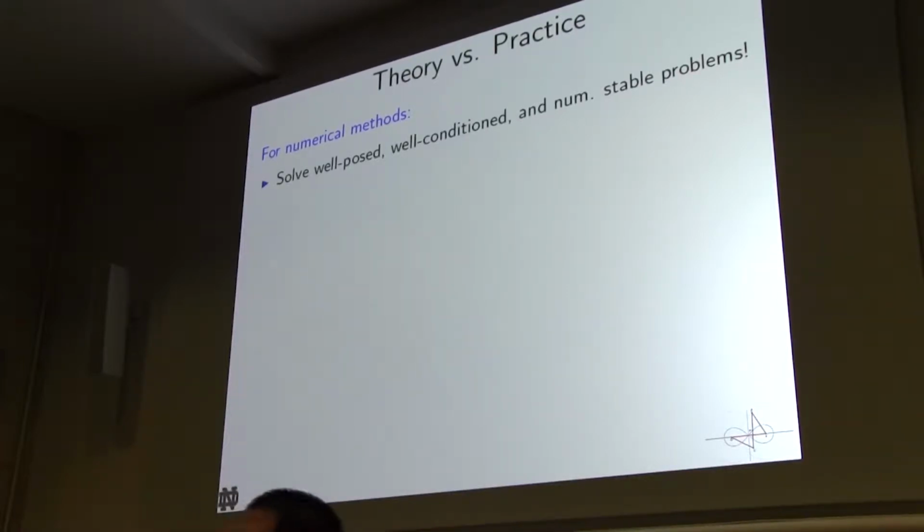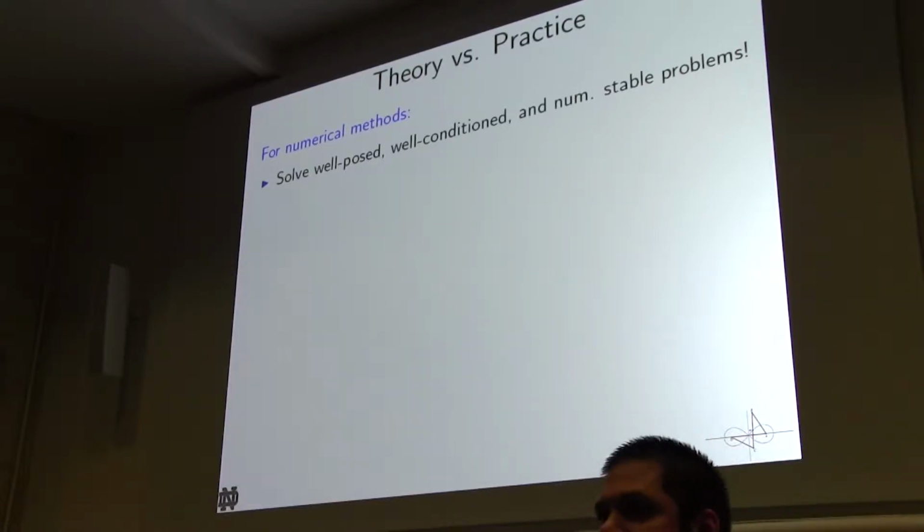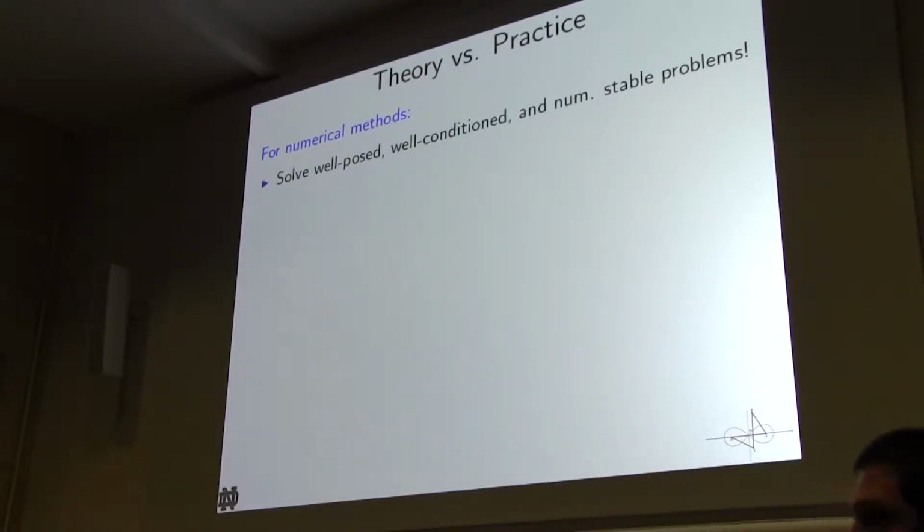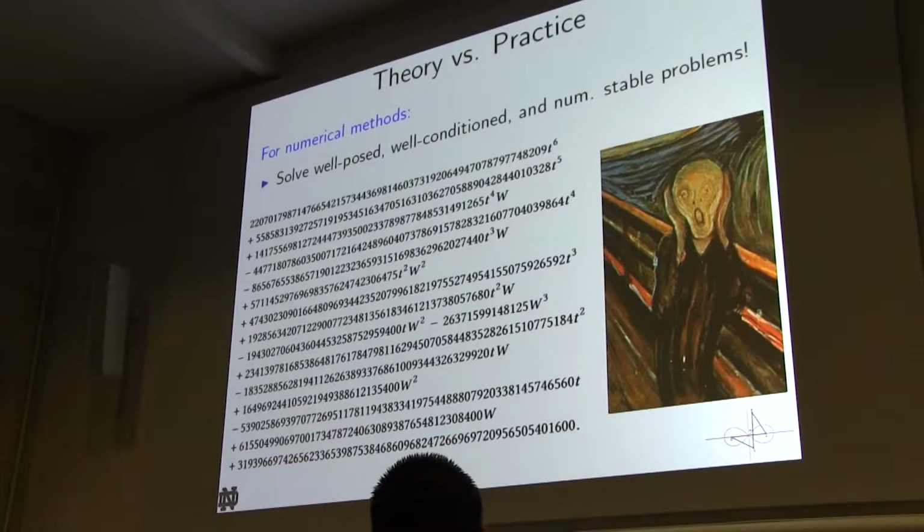Okay, so for numerical methods, the ideal case, well-posed problems, continuous in your parameters, well-conditioned. So your condition numbers are nice, which means you're far away from bad behavior, and then numerically stable. You're allowed to put small perturbations, and your answer doesn't change very much. So this is what I'm looking for in a numerical problem. I need these three things to be able to solve it robustly and efficiently. Okay?